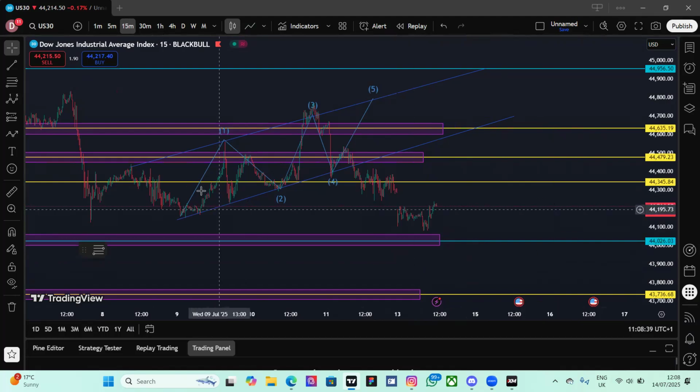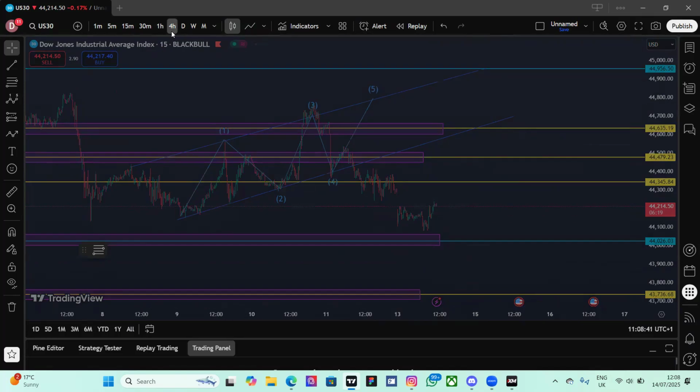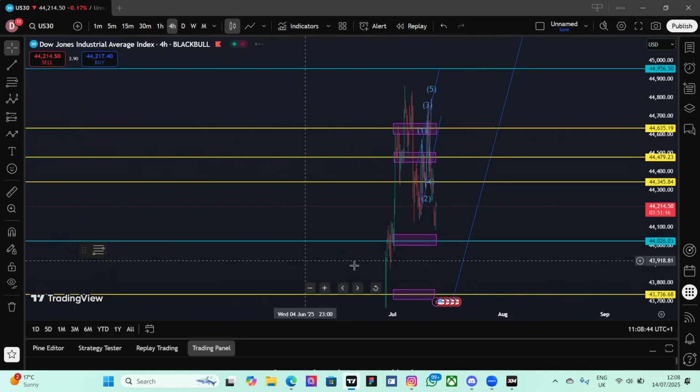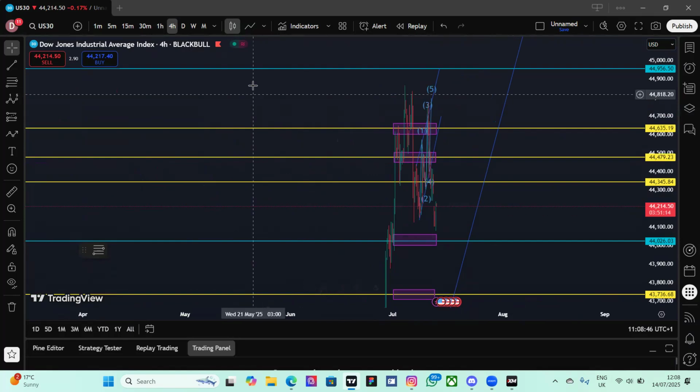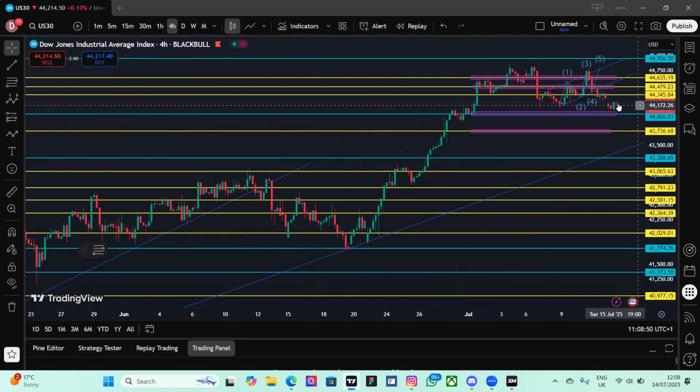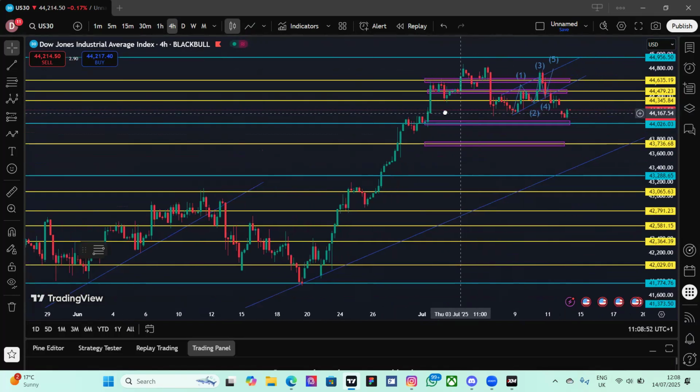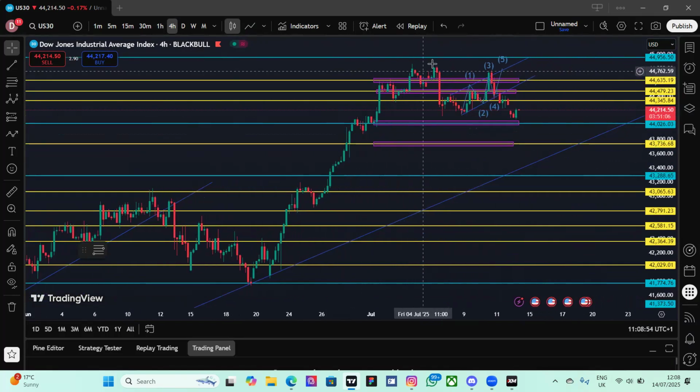Hopefully we can see a bit of action with this playing out as expected, because I am seeing a bit of an M formation pattern here. So the retest here will give confirmation based on that. But we'll see how things actually play out.